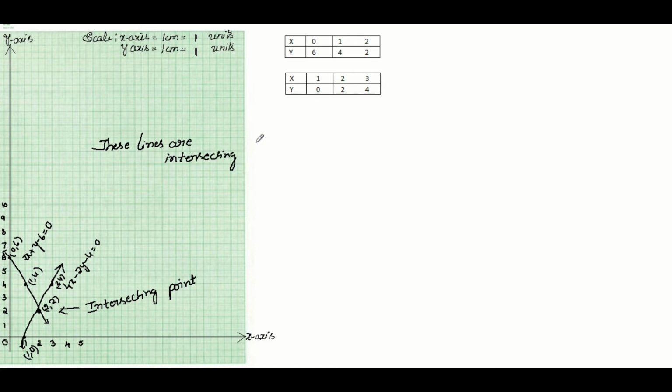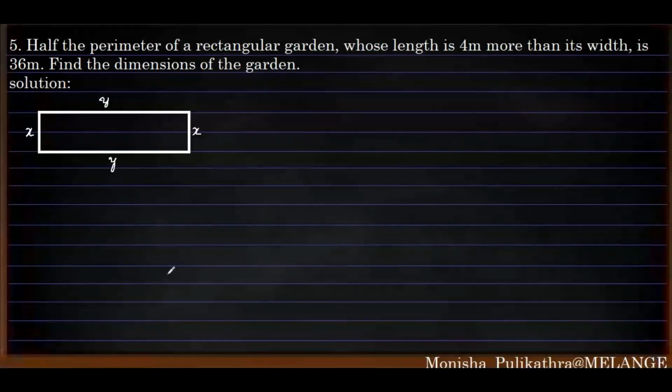These lines are intersecting. I hope you understood this. The fifth question is, half the perimeter of a rectangular garden whose length is 4 more than its width is 36 meter. Find the dimensions of the garden.